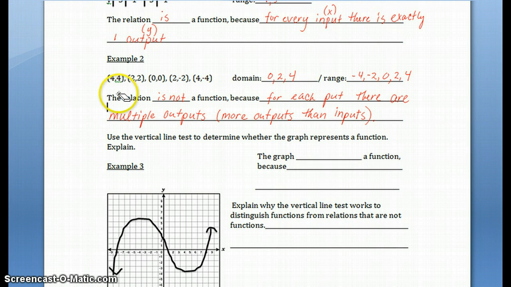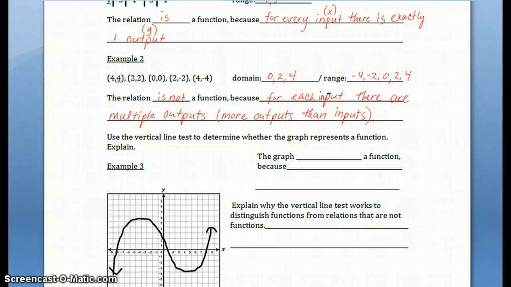Okay, for example 2, the domain, the input or x values, are 0, 2, and 4. We don't write the repetitive numbers. For the range, there were no repeats. In order, it is -4, -2, 0, 2, and 4. This relation is not a function because for each input, there are several outputs, meaning there are more outputs than inputs. So for every input, there's more than one output according to the official definition.